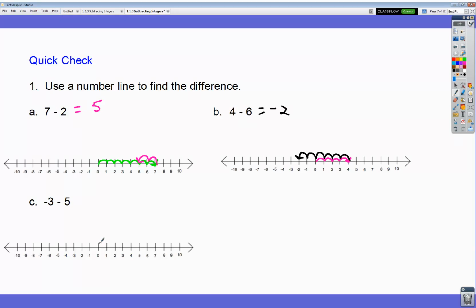For the next example, we're starting with negative 3. So we're going to go 3 to the left. And then we're going to subtract 5. So we're going to go 5 to the left.